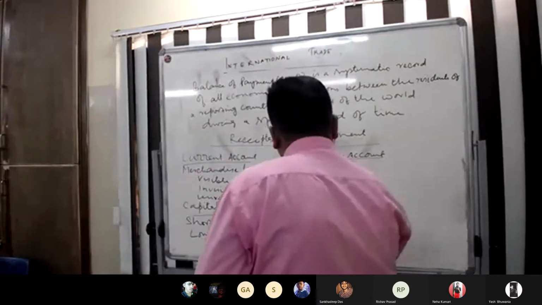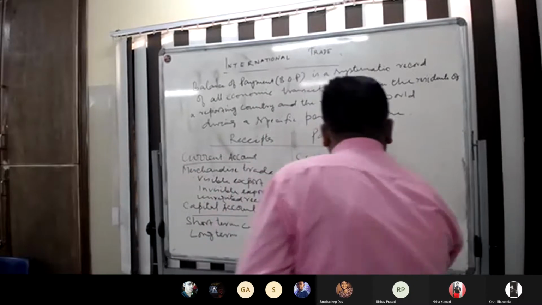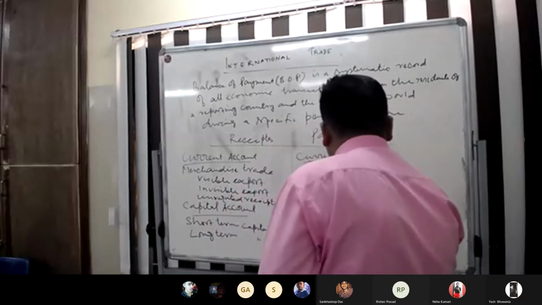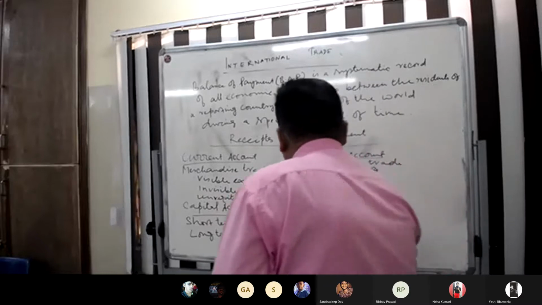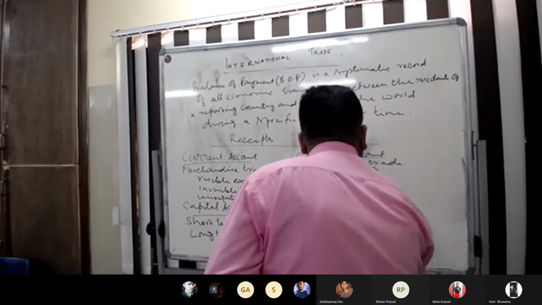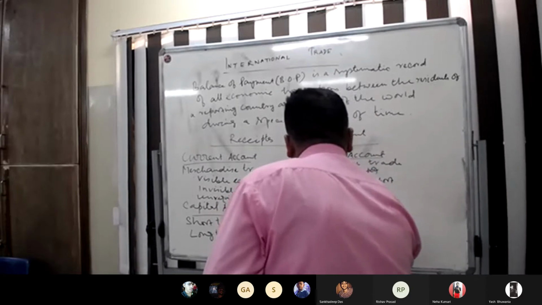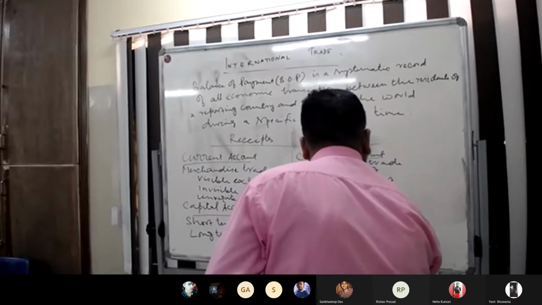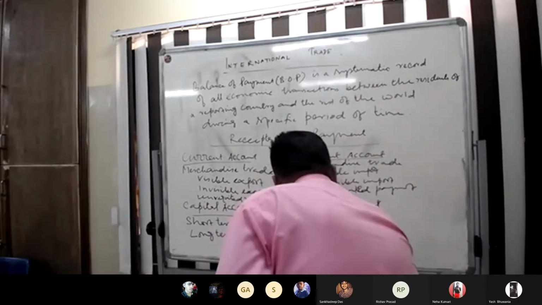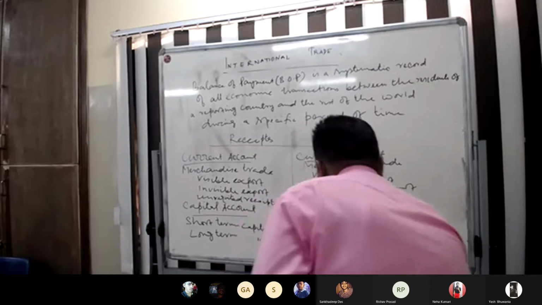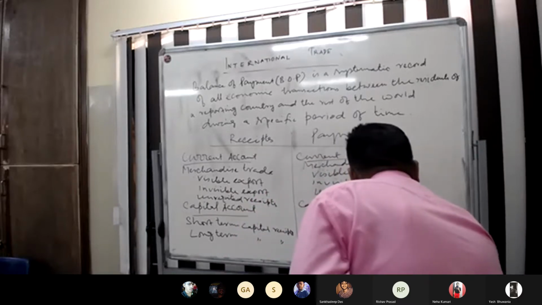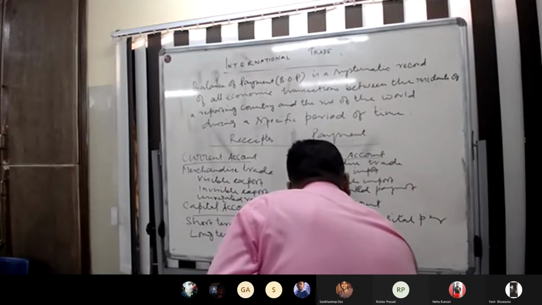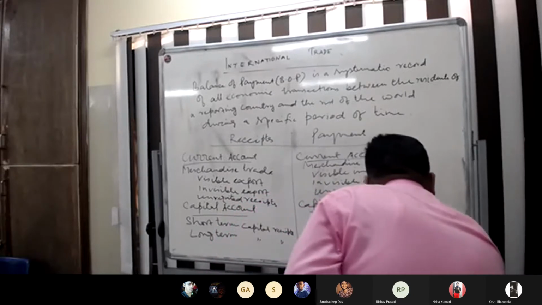So here also: merchandise trade, visible imports, invisible imports, unrequited payments. And in the capital account: short term capital payments and long term capital payments.